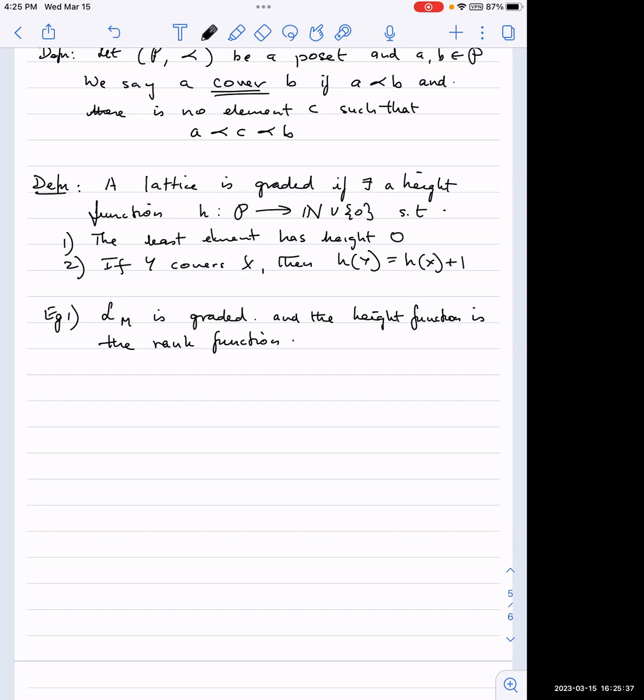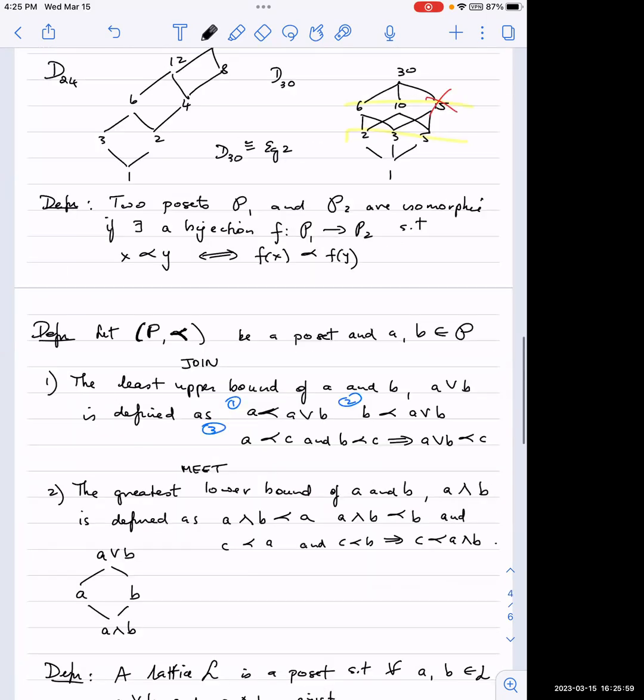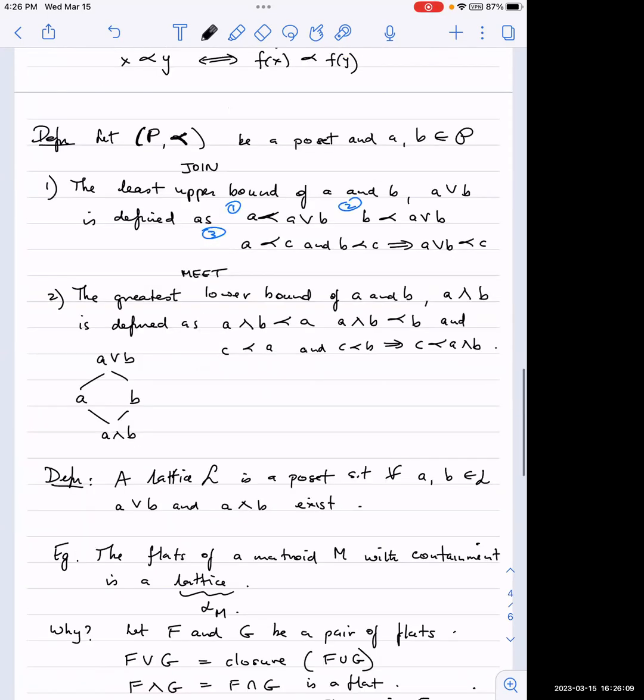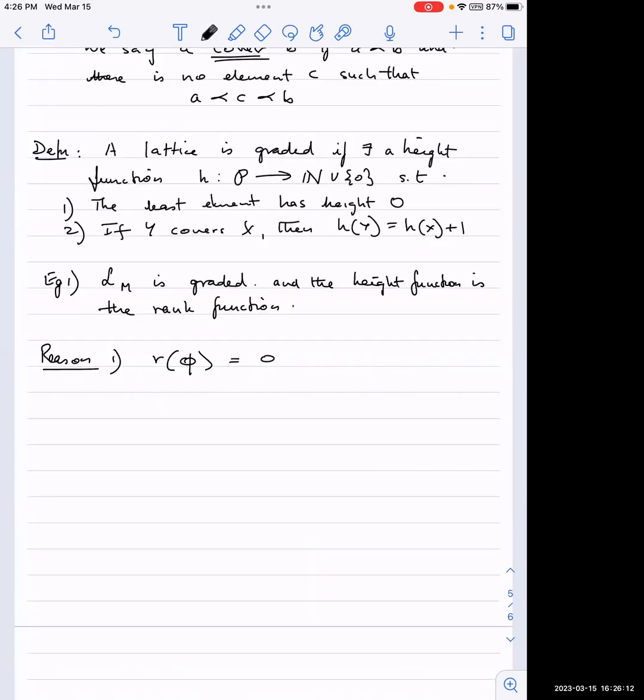So LM is graded and the height function is the rank function. Reason: 1, the rank of the empty set phi is 0, right? So the lowest level. Keep that example in mind, the big one that we had earlier. It's just like 2 layers, but if it was 4-dimensional, there'll be 3 layers and so on. Just imagine n-dimensional and there'll be n-1 layers there.